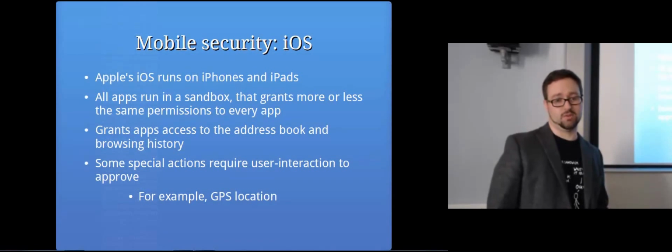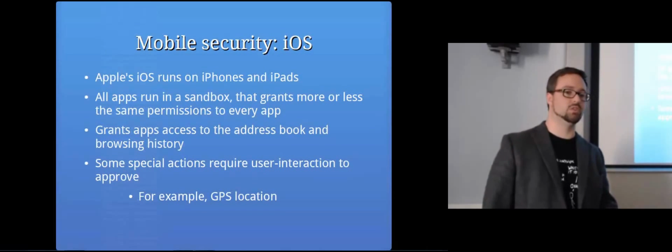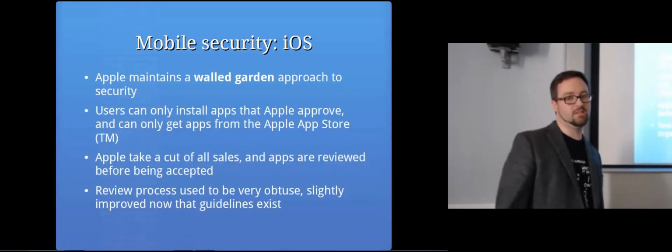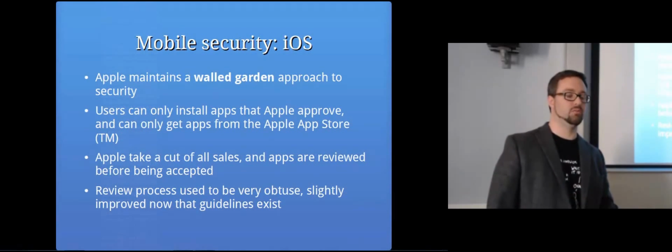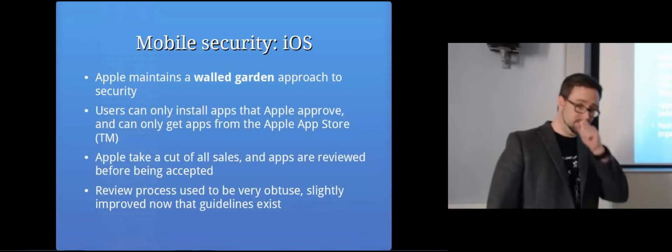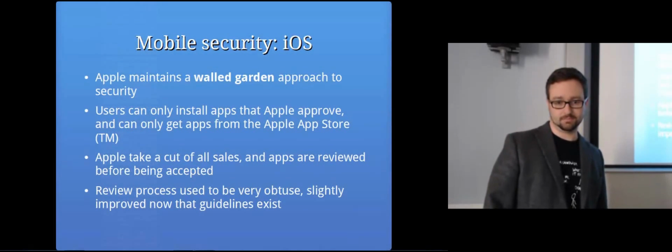Every application can also access browsing history, but there are some interactions that the user has to actually approve. So for example, if an application wants to access your GPS location, I think it'll pop up and you have to approve it. But their general approach to security is a walled garden approach. So they basically say you can't install any application that Apple don't approve. So it's impossible for you to install your own software on your own phone without Apple's permission, basically, unless you pay them $100 to be a developer or whatever. They also obviously get a cut of any of the sales from any of the apps that get sold.